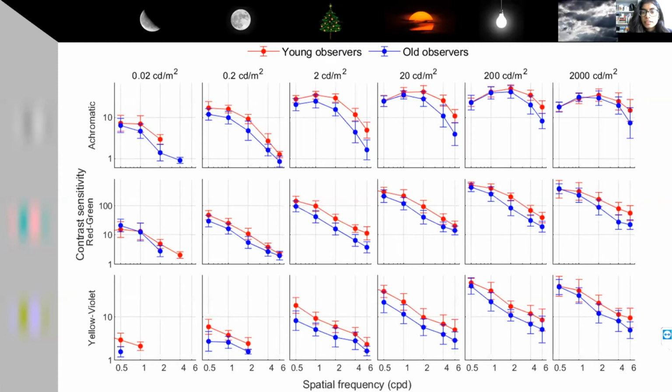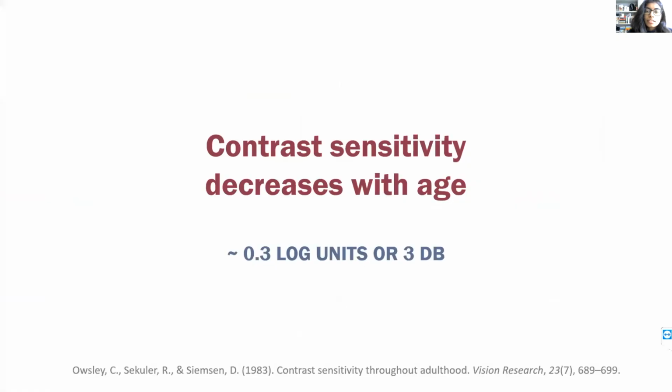And these icons here, inspired by Stockman and Sharpe 2006, represent example luminances in the corresponding order of magnitude, from a quarter moon, which corresponds to around 0.02 candela per meter squared, to a cloudy daytime sky, which corresponds to 2000 candela per meter squared. The red curves are the average from the young observers, and the blue curves are from the older observers. We can see that the older observers, or the blue curves, have lower sensitivity across all conditions. And from this, we can infer that contrast sensitivity decreases with age roughly by 0.3 log units, or 3 decibels.